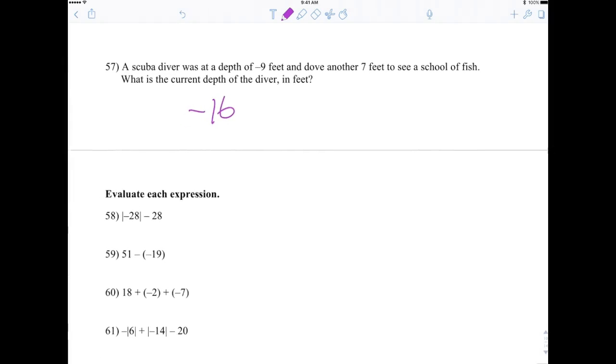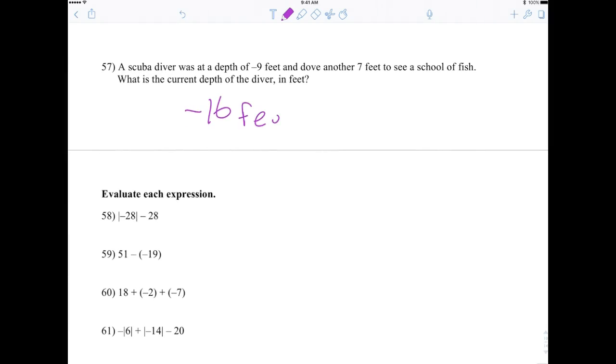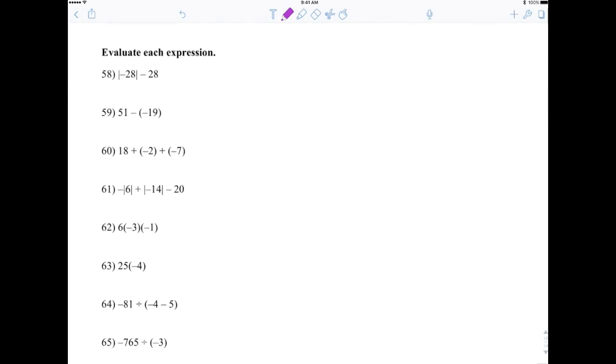All right? And we'd say -16 feet. Make sure you put that down there. I want the unit of measure, -16 feet. Okay? So now 59.